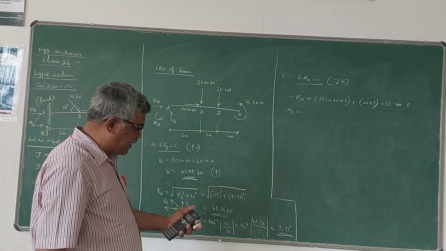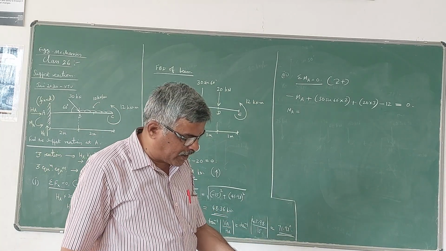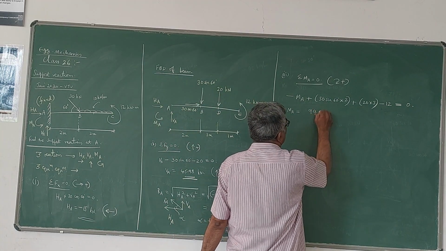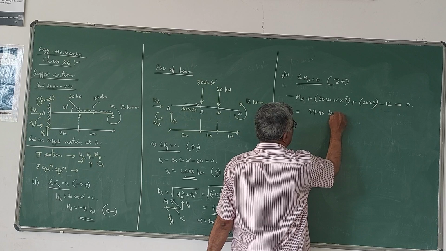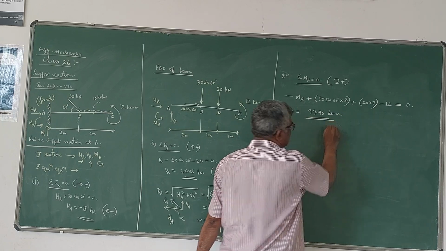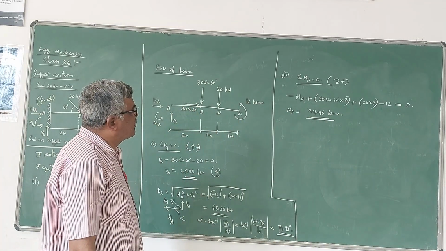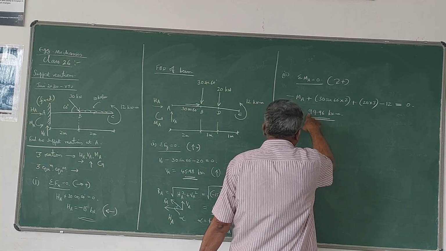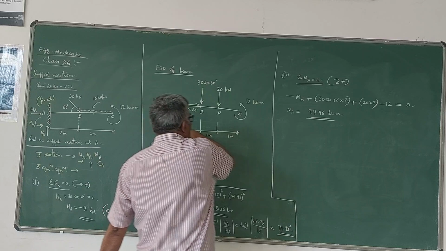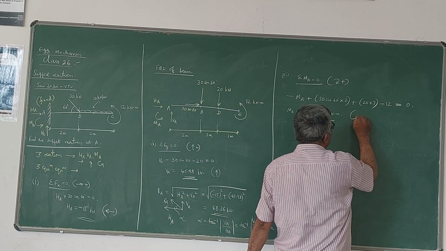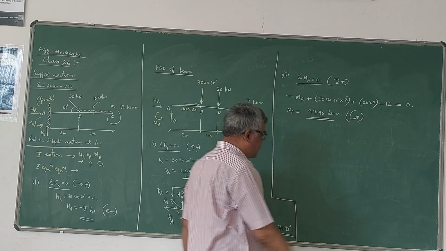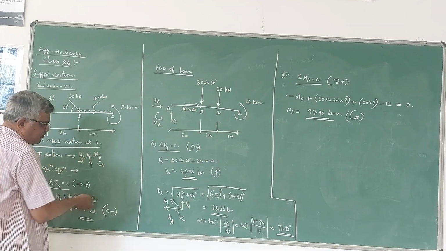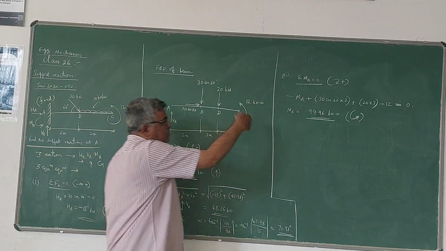So it comes out to be 99.96 kilonewton meter. That is the unit of the moment, because the force is in kilonewton, distance is in meters. You have got positive value. Be careful here, you have got positive value here. Since you have got positive value, your assumed direction of MA is correct. So it is anti-clockwise. So HA is towards left, VA is upwards, MA is anti-clockwise.